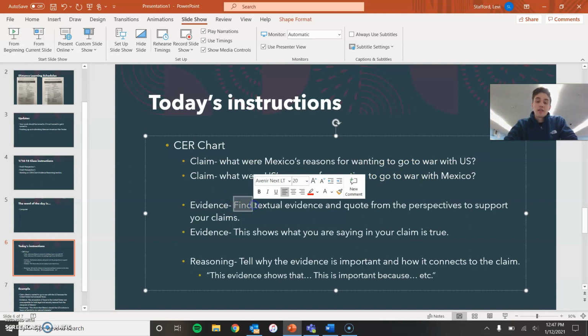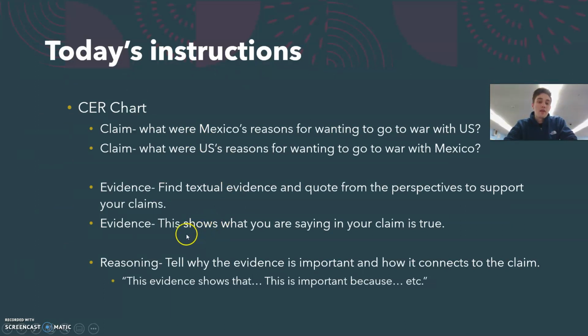Evidence, we're going to find textual evidence and quote it from the perspectives to support our claims. This is going to be used to show that your claim is true and why. And the reasoning is going to tell why the evidence is important and how it connects to that claim that was made.